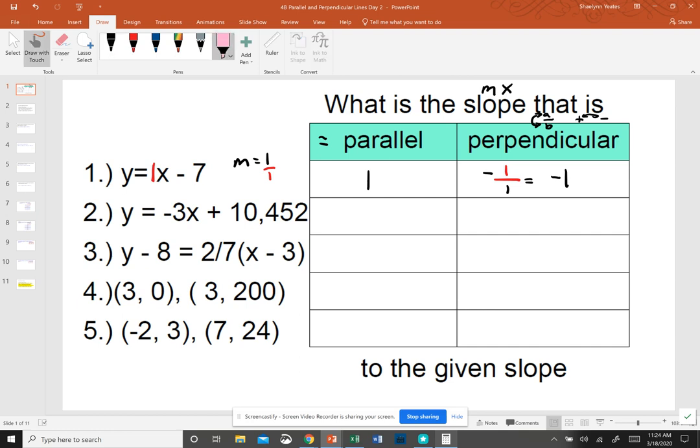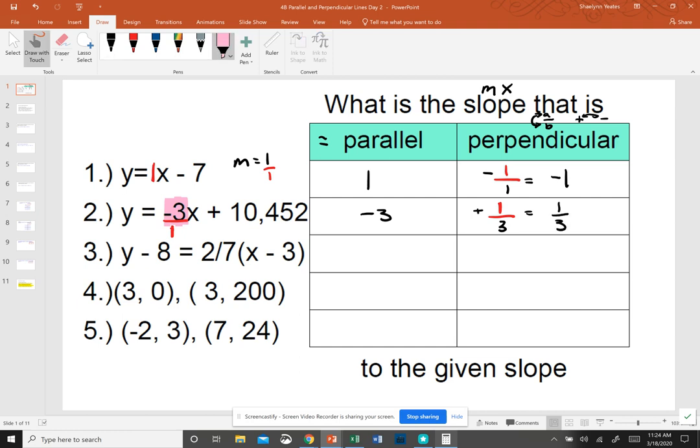On number 2, if you notice the number in front of the x, and there are no other x's, the number in front of the x is a negative 3. So my parallel would be negative 3. Now you need to remember this is actually negative 3 over 1. So if this is negative 3 over 1, to flip it over, I would put a positive 1 over a 3. And then I need to flip the sign. So it was negative, now I'm going to make it positive. So then that means that this is a positive 1/3.